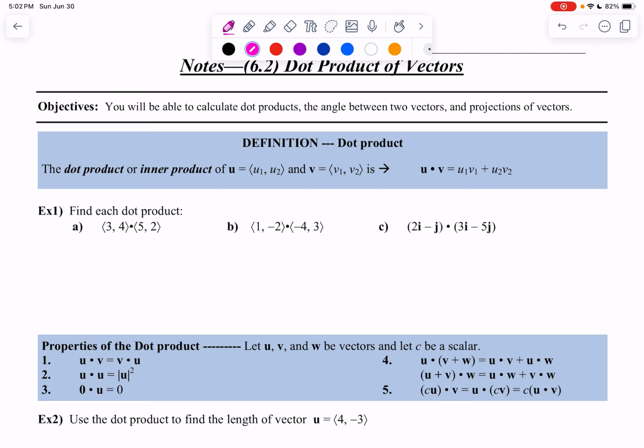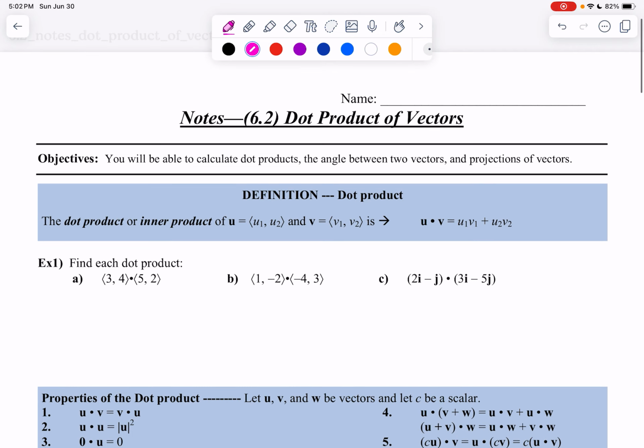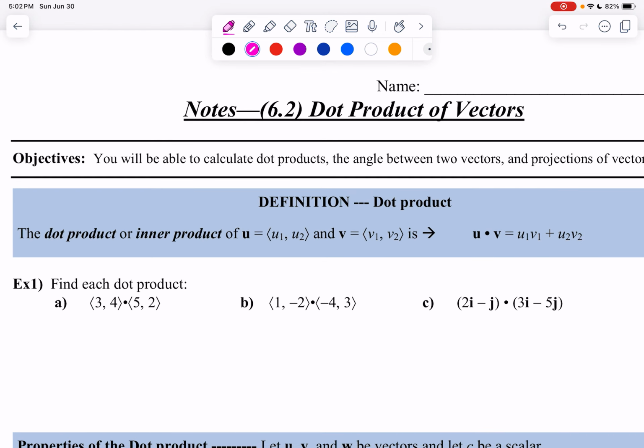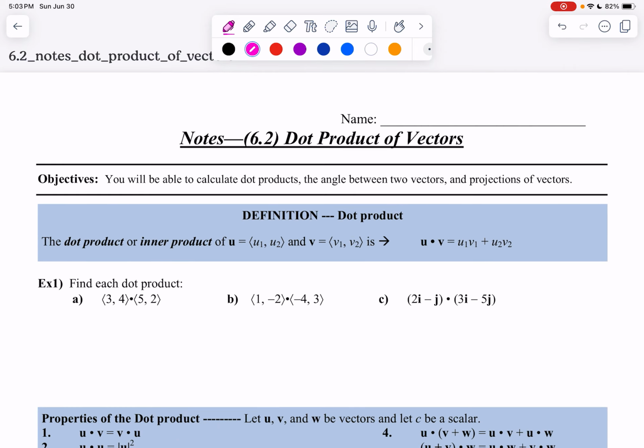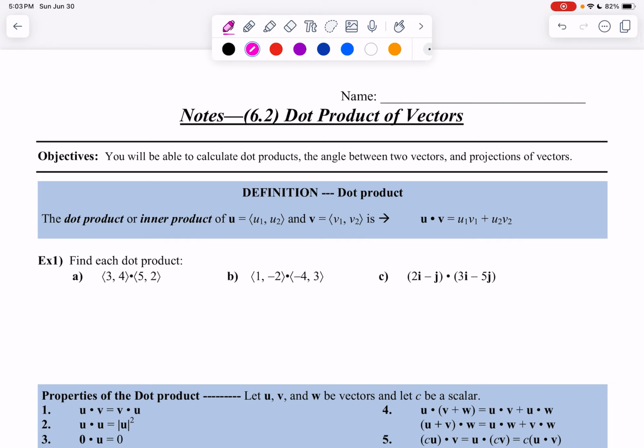type of stuff. Okay, so what my objective would be is my students should be able to calculate the dot product, the angles between two vectors, and the projection of vectors. So we're kind of encompassing it all in one in this lesson.